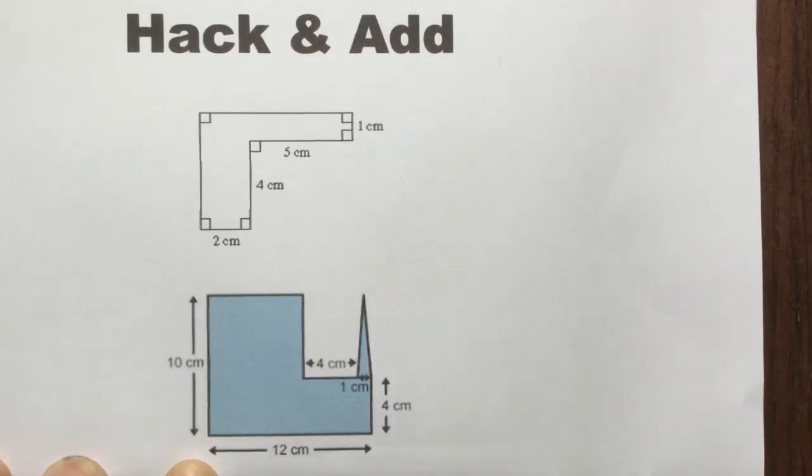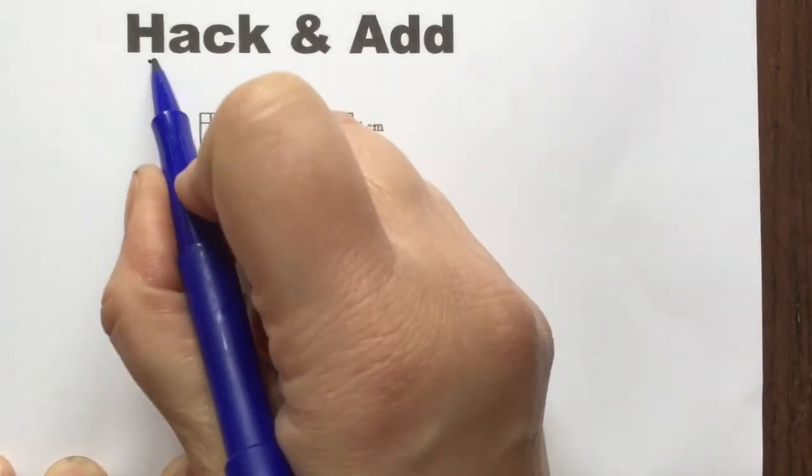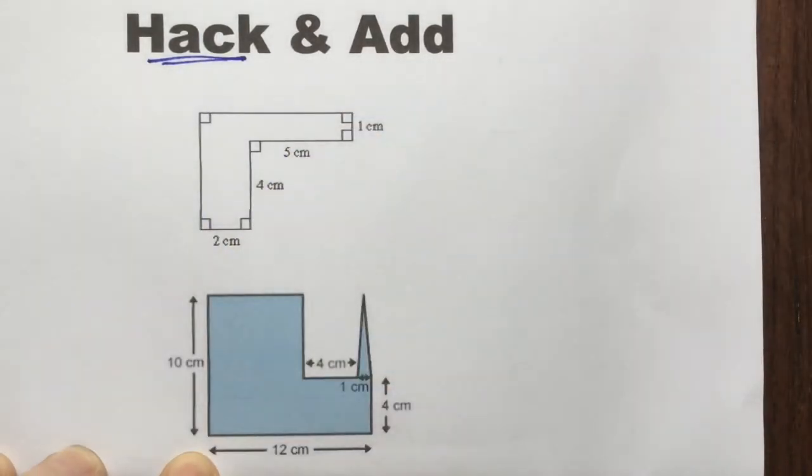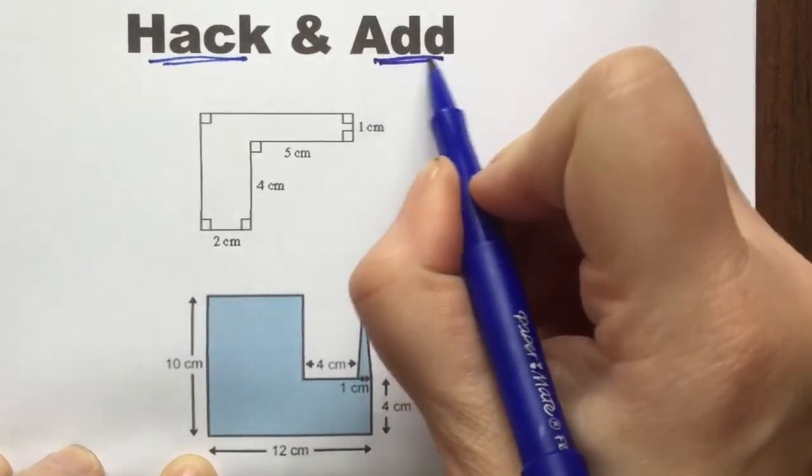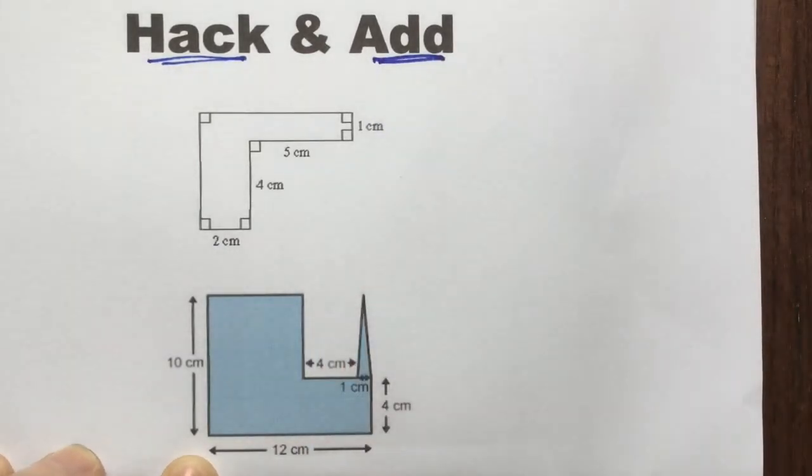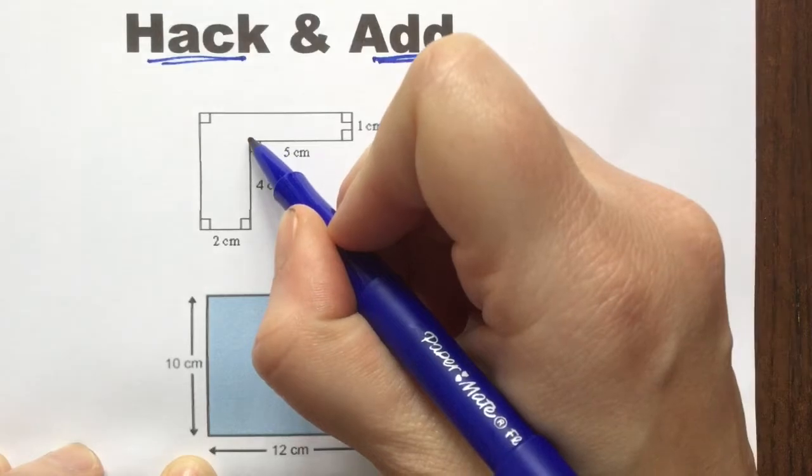So the first is hack and add. Hack means to cut up the shape into all of its parts and then add together the area of those parts. So on the first one, I'm going to separate it into two rectangles.